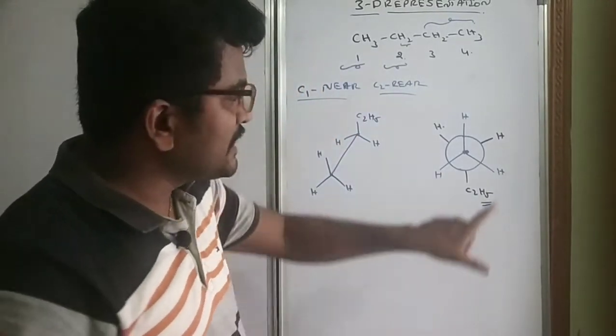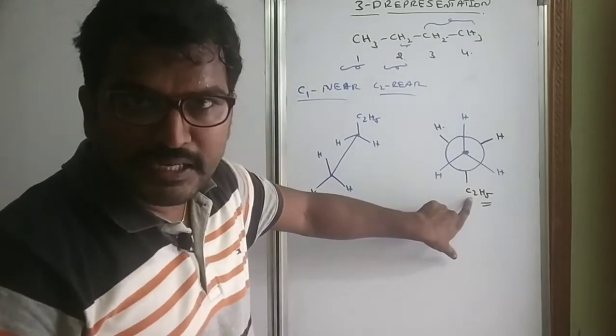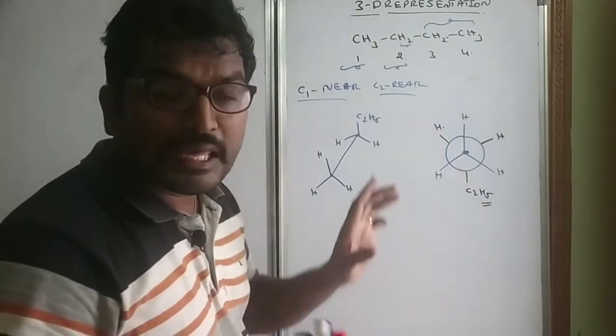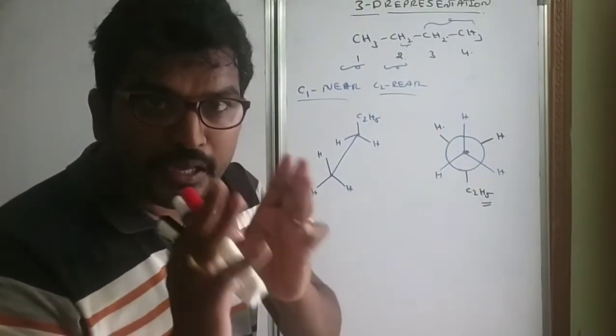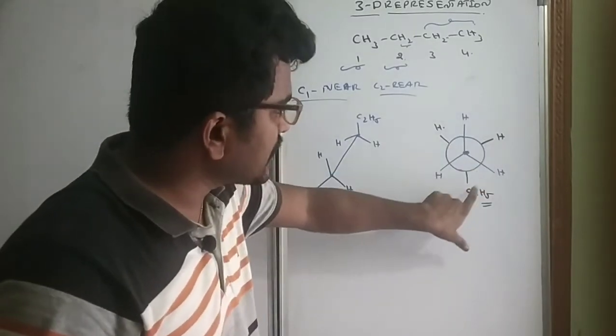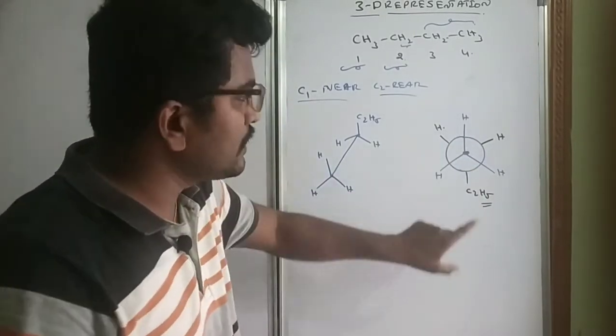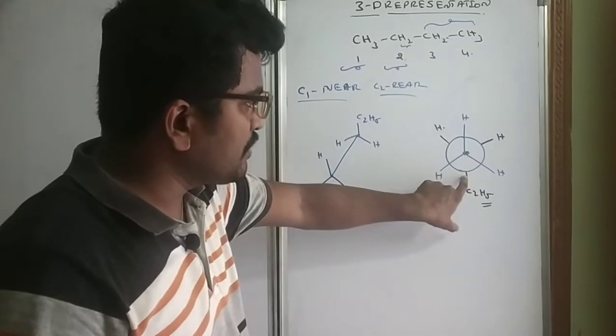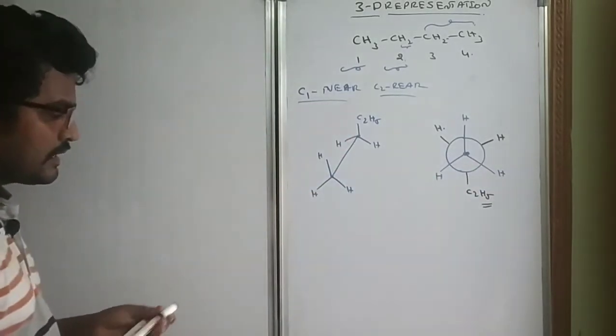Remember carefully, it is not mandatory that you write ethyl here only. You can write it on any position of the rear carbon atom, but you have to make sure whether it is present on the near carbon or on the rear carbon.